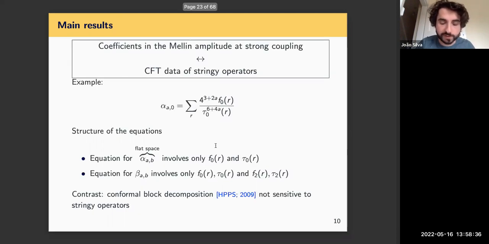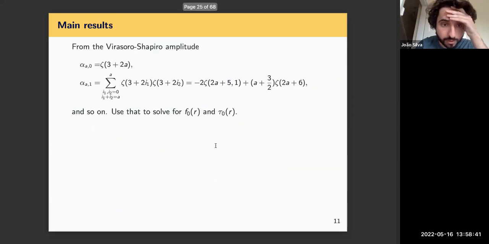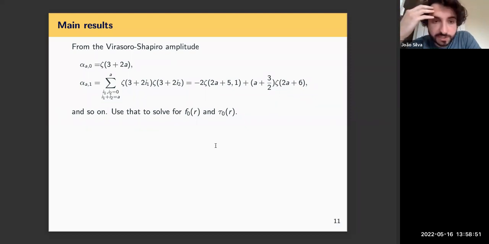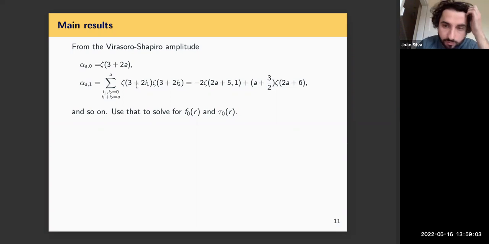Okay, so we formulate these equations. Now I want to tell you what we can derive from them. So let's start solving the equations. One thing we can do is to plug in what is known about the flat space coefficients, and then see what we can derive about the CFT data of the stringy operators. For example, the first of these coefficients is called alpha E0, and it's just a zeta function. And then the next one is a product of two zeta functions. That's what this zeta means. It's a multivariate zeta function, and so on.